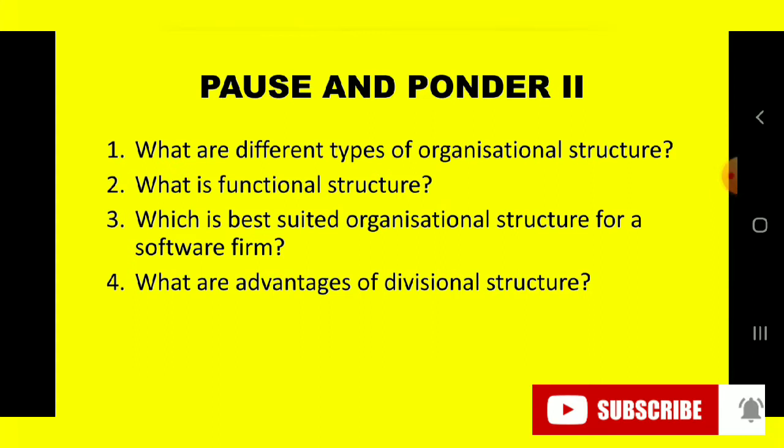Now let us try and answer these questions. 1. What are the different types of organizational structure? So list out. 2. What is functional structure? 3. What is the best suited organization structure for a software firm? 4. What are the advantages of divisional structure? So try and answer these questions and discuss in the class.